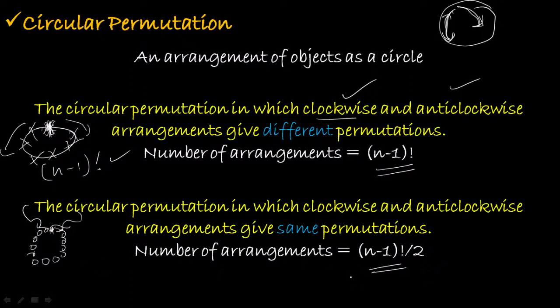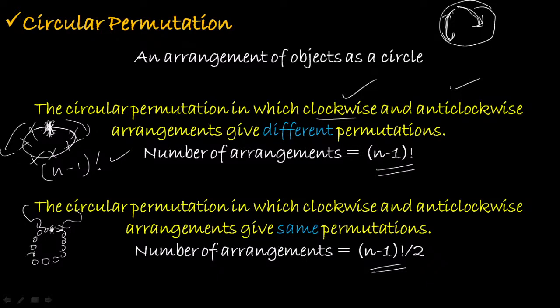Now you ask why this value? Here we have n minus 1 factorial, but we have to divide this by 2. You may ask me the question why? Because in the case of a necklace with different beads, the different arrangements, when looked at from the opposite side, become anti-clockwise.